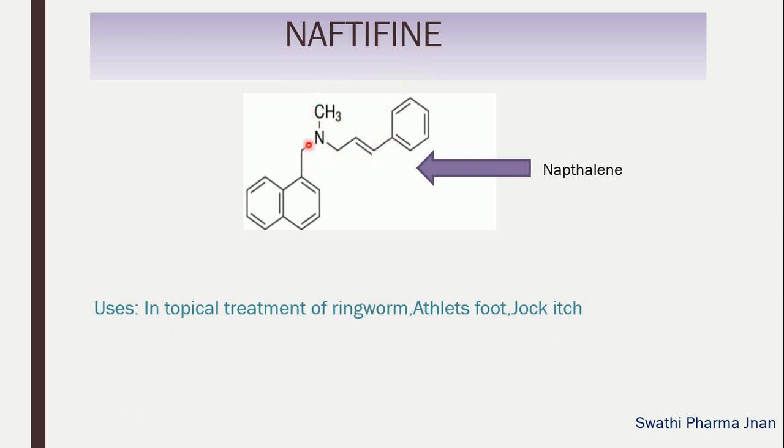What is allyl amine? CH double bond CH2 group is called as allyl group. This allyl group or allyl side chain is attached to the amino group. That's why it is coming under the class of allyl amine category. This allyl side chain is directly attached to the phenyl ring, that is the structure of naftifine.